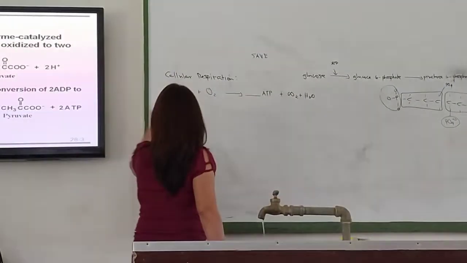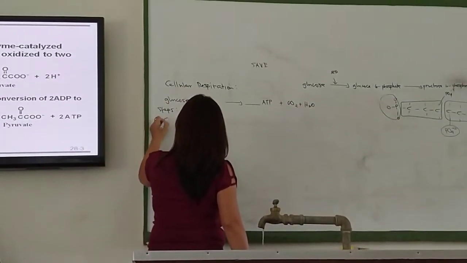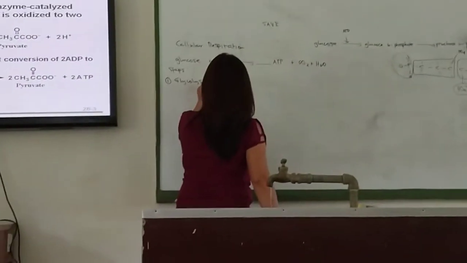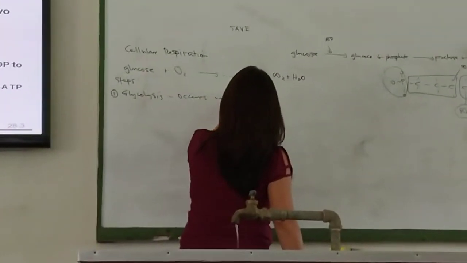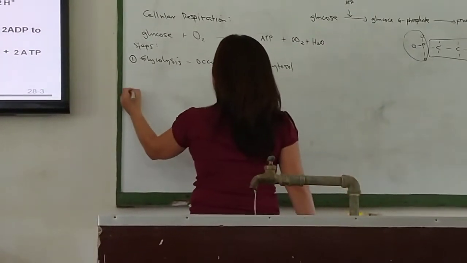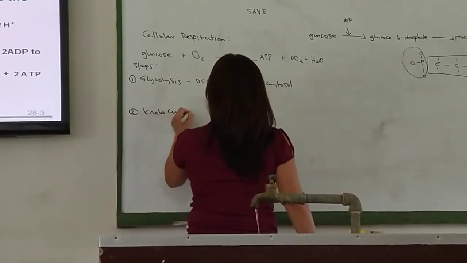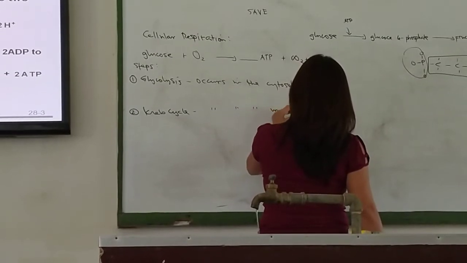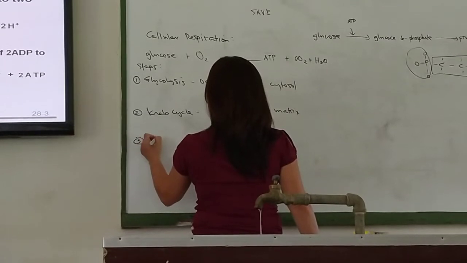Okay? So we have these steps. I mentioned last time we have glycolysis, which occurs in the fluid part of the cell called the cytosol. Then we have the Krebs cycle, which occurs in the matrix. And then we have the electron transfer chain.